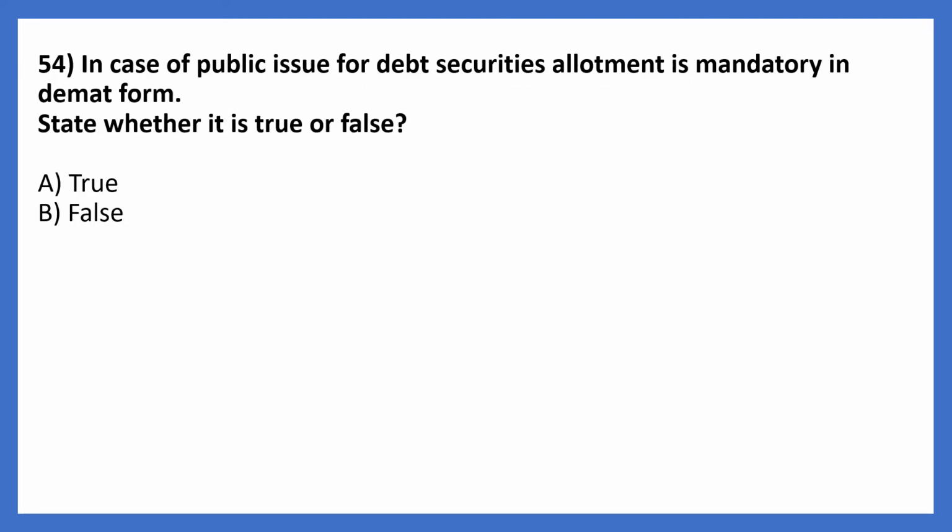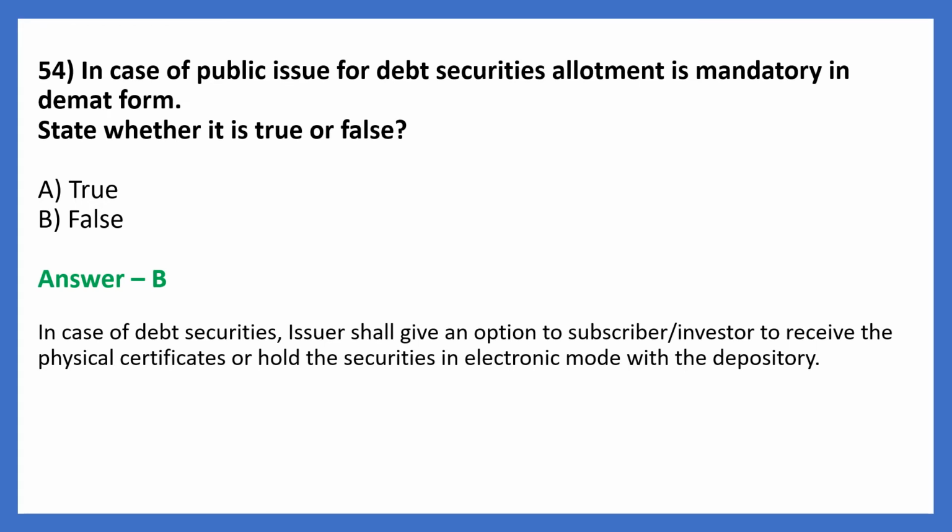In case of public issue for debt securities, allotment is mandatory in Demat form. State whether it is true or false. The correct answer is option B, false. In case of debt securities, issuer shall give an option to subscriber or investor to receive the physical certificates or hold the securities in electronic mode with the depository.